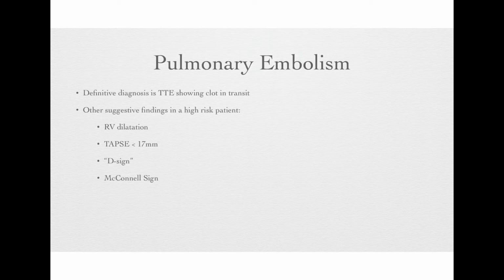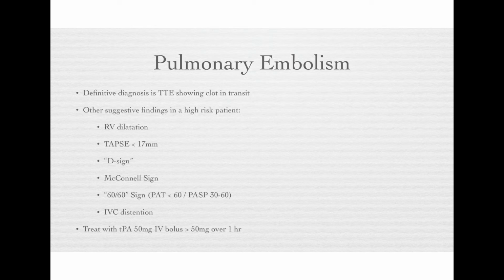The McConnell sign, which is characterized by impaired contraction of the right ventricular base, but relatively preserved contraction of the right ventricular apex. The 60-60 sign, with a pulmonary acceleration time less than 60 milliseconds, with a pulmonary artery systolic pressure less than 60, typically greater than 30 millimeters of mercury, and IVC distension.